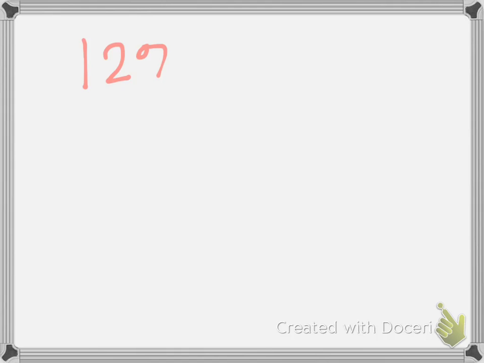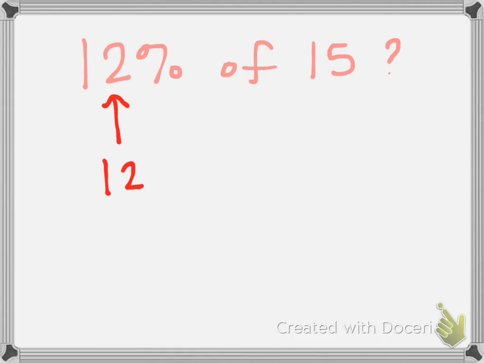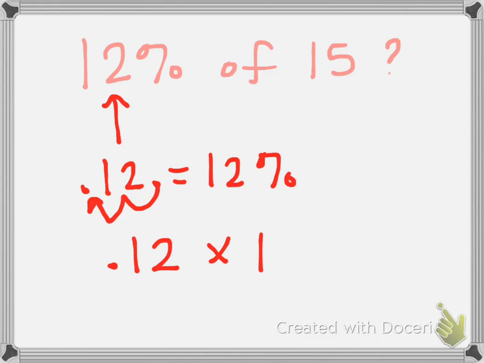Let's do another one. Let's do kind of a crazy one. What is 12% of 15? Well, we do it the same way. The first thing I want to do is turn my percent into a decimal. So I grab the invisible decimal in 12, which is at the back, and I move it 2 steps to the left and drop it off. So that means 12% is equal to 0.12. Now I can take 0.12 and multiply it by 15 to figure out what 12% of 15 is.